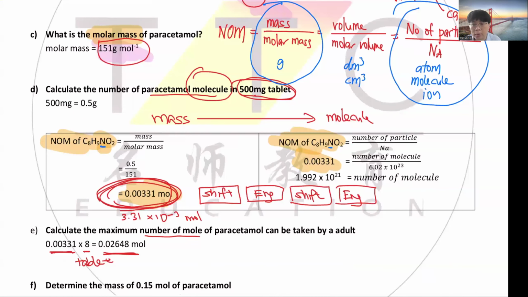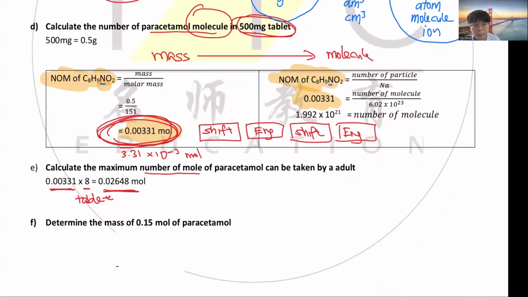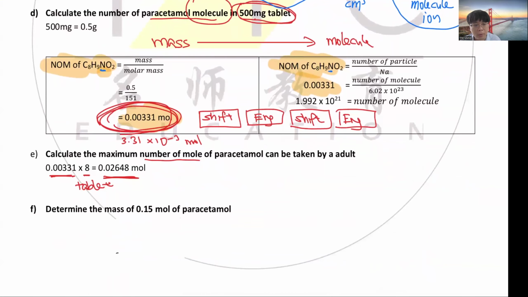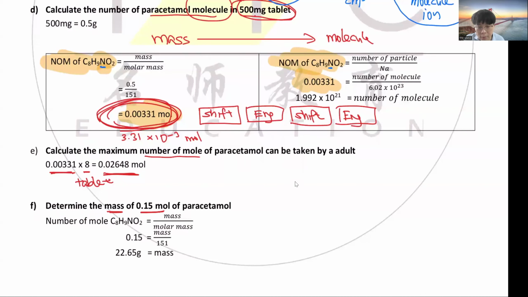This is calculation with application, means related to daily life. Okay, then now they ask for the mass for 0.1 mole of paracetamol. So you put in 0.1 mole, you get this. It's a very basic calculation.